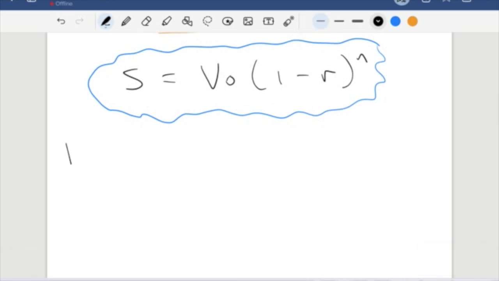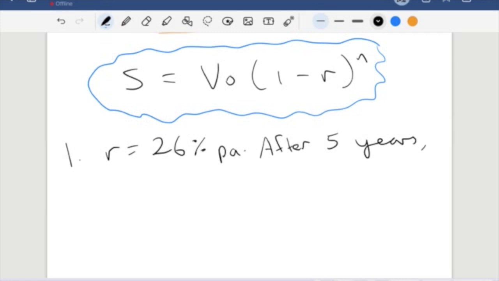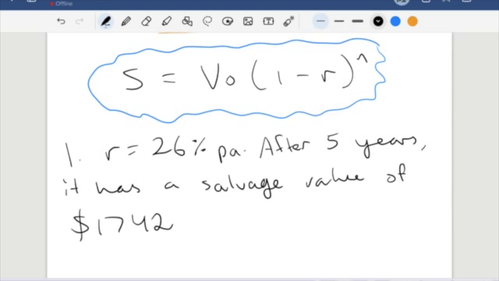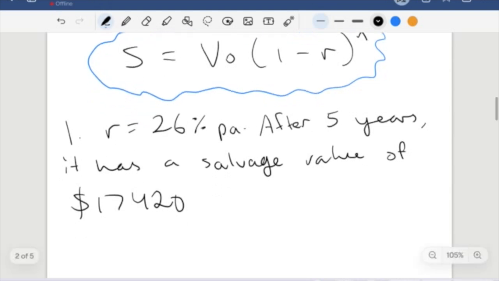So, in our first example, let's say that a car depreciates at a rate of 26% per annum. So every year it goes down by 26%. So after 5 years, it has a salvage value of $17,420. Okay, and we're trying to find how much the person initially paid for the car.